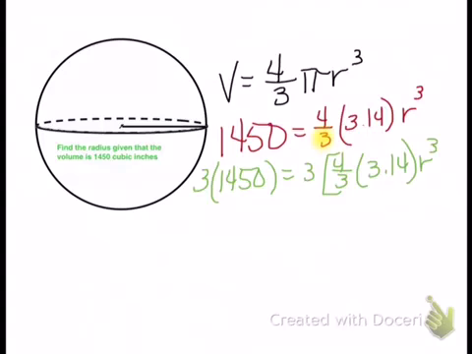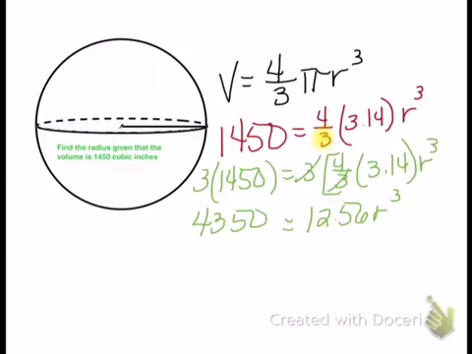Alright, so now I'm ready to do that multiplication. I can easily see the 3's cancel each other here, leaving me with 4 times pi, and that gives me a value of 12.56, and then I have r cubed. And then I multiply that out on the other side, and we get 4350. Okay. Now my next step is going to be to isolate my variable.